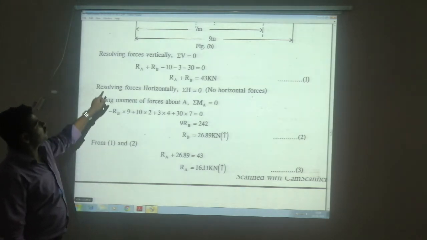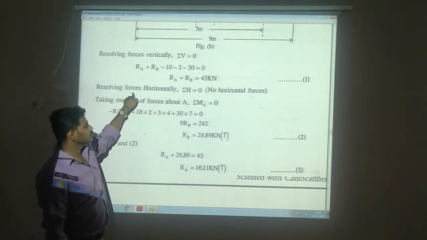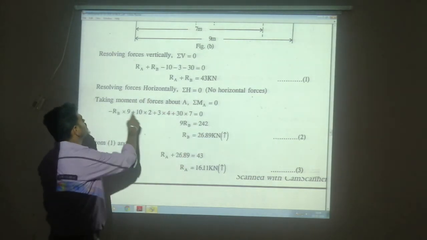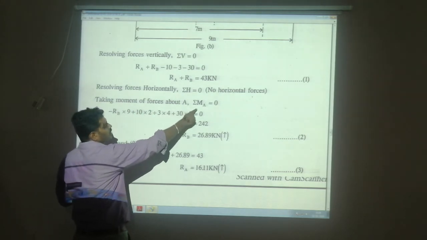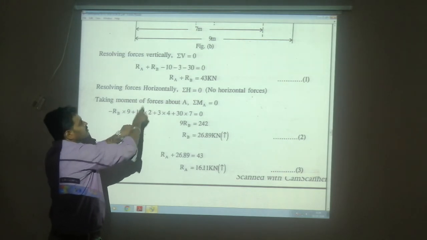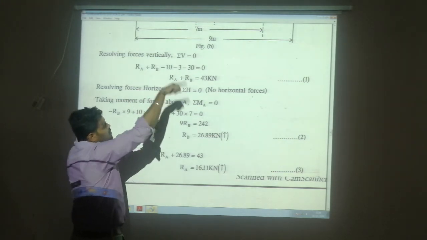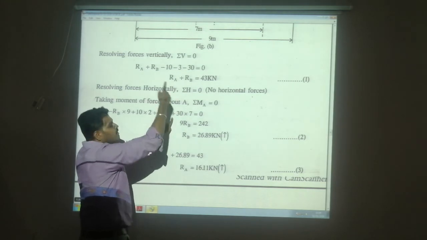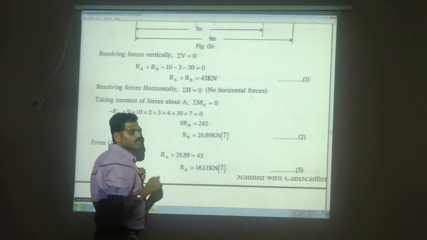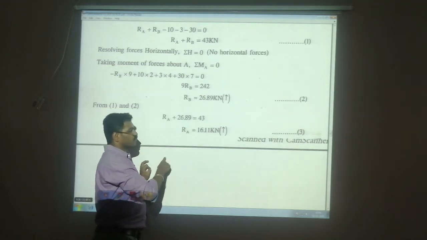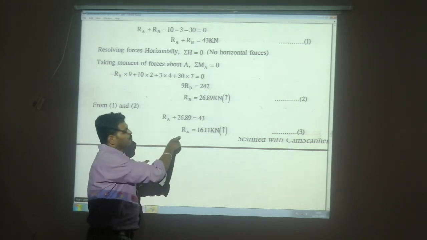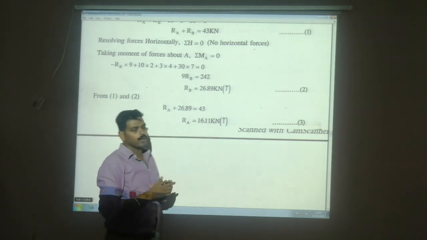So next is resolving forces horizontally, sigma H is equal to 0, so there are no horizontal forces. Then taking the moment of force about point A, sigma M at A is equal to 0, that is minus RB into 9 anti-clockwise, plus 10 into 2 clockwise, plus 3 into 4 clockwise, plus 30 into 7 clockwise will be equal to 0. Then 9 RB is equal to 242, then RB is equal to 26.89 kilonewton. Then from equation 1 and 2, you get RA plus RB is 43. If you find RA now, it is 16.11 kilonewton.